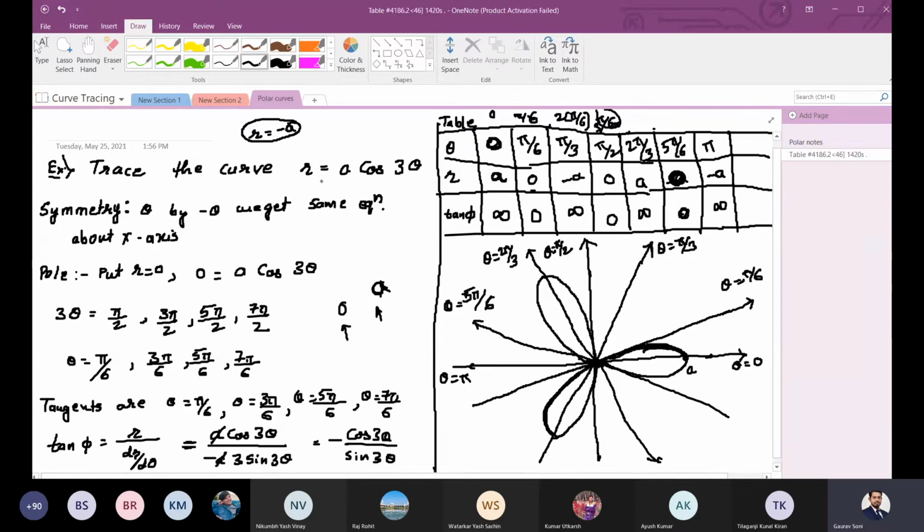So this term is going to be 0. That has to be the smallest value. Let me clear this. So this may become 0 at pi by 2 also. But I have to think of the smallest value of theta so that R will become 0, and the smallest value is pi by 6. So at pi by 6 I can see that R becomes 0.